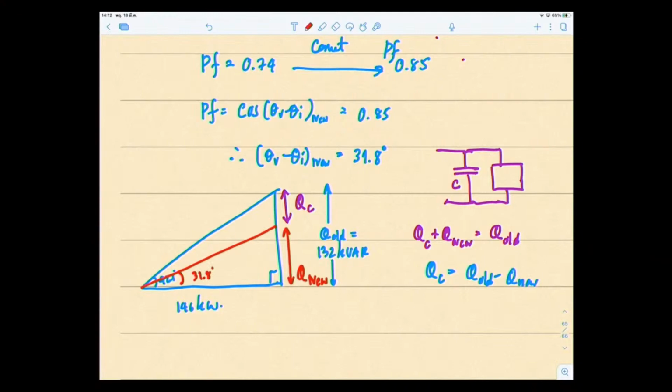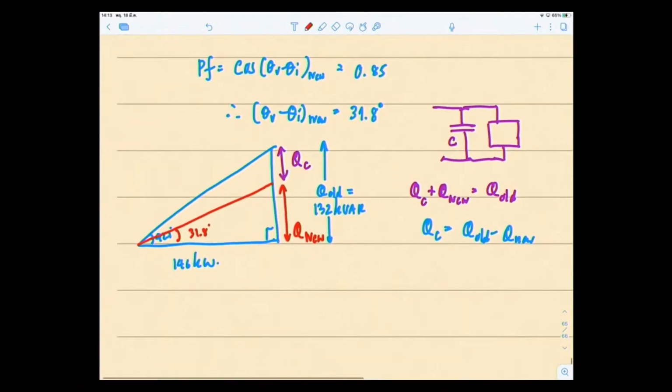Your average power stays the same because we cannot add anything that will change your average power. So the average power stays the same, and only the Q, the reactive power, changes. So using trigonometry knowledge and skills, you have to remember sine theta, cos theta, and tangent. What are the formulas? So what about Q new?